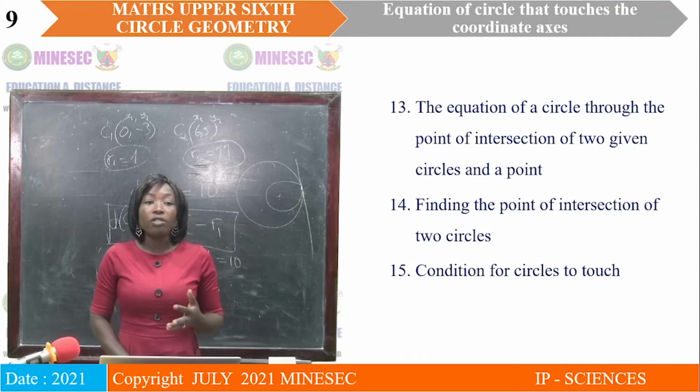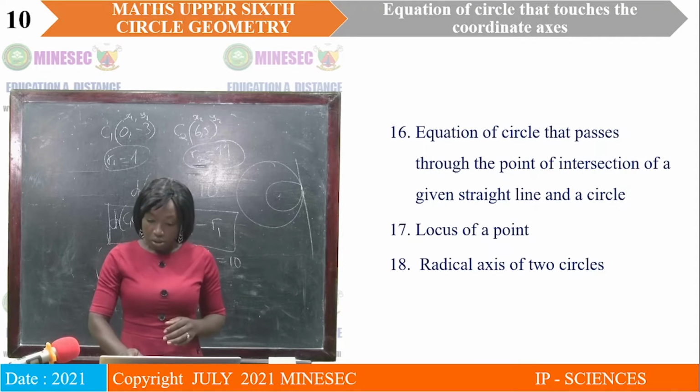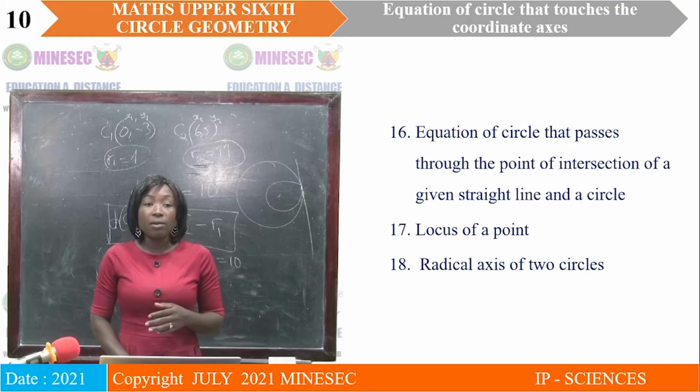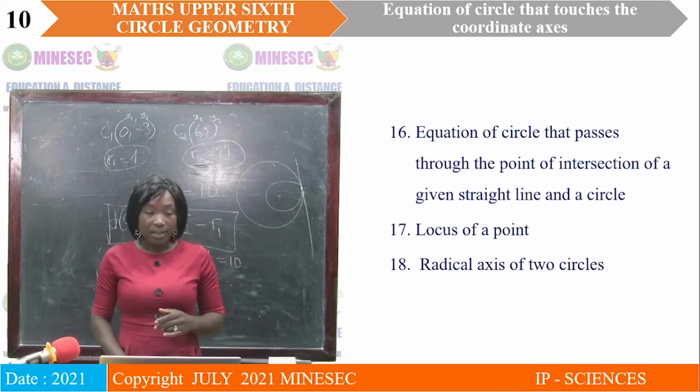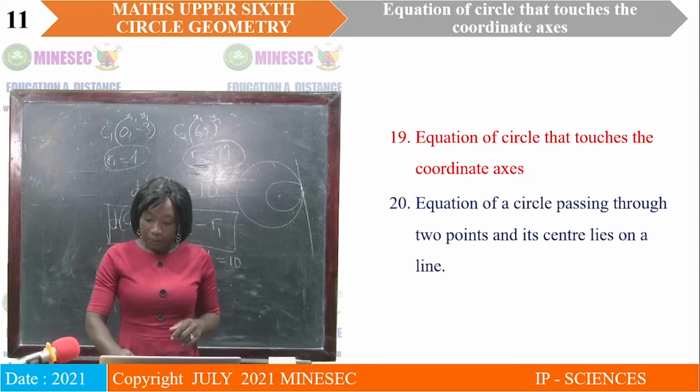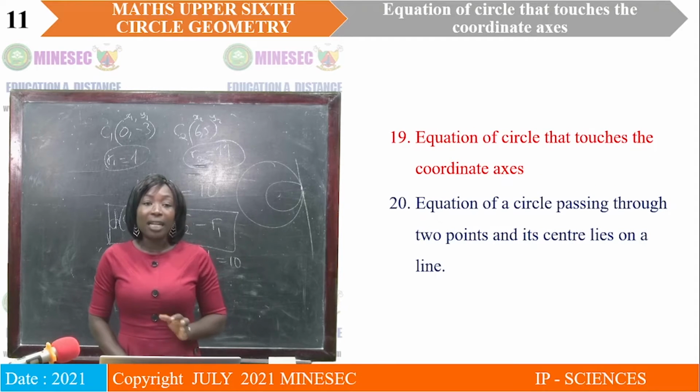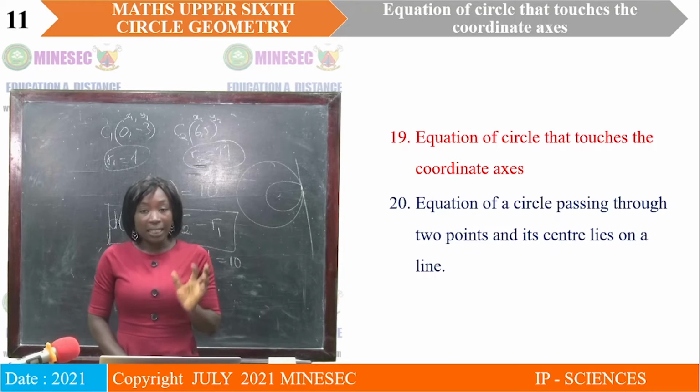a circle through the point of intersection of two given circles and a point, finding the point of intersection of two circles, condition for circles to touch, equation of circle that passes through the point of intersection of a given straight line and a circle. Then we have the locus of a point, radical axis of two circles, equation of circle that touches the coordinate axis. It is highlighted because that is the topic we are treating today.